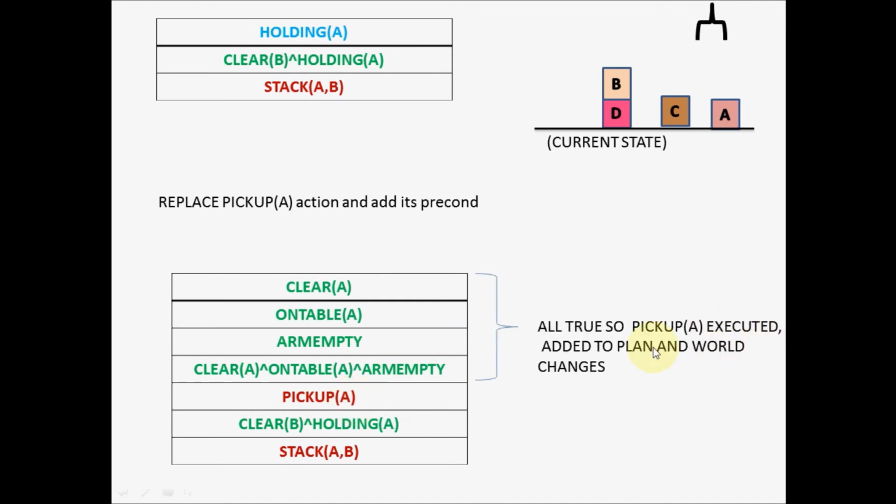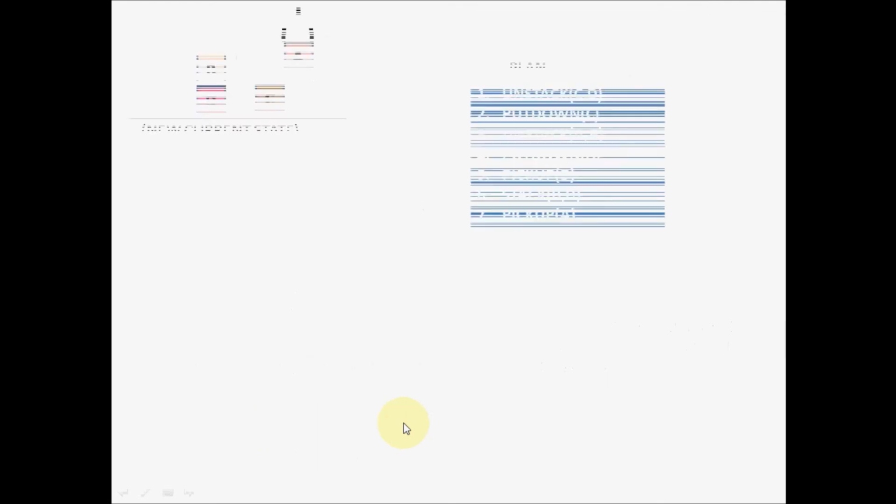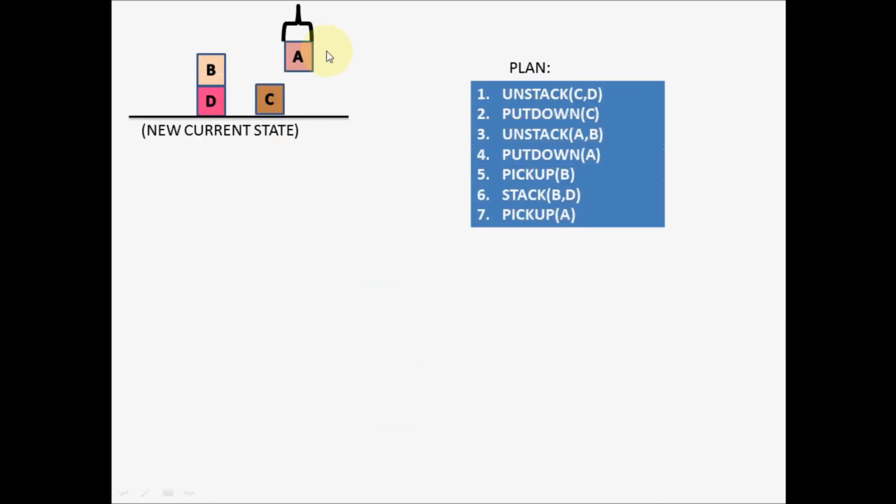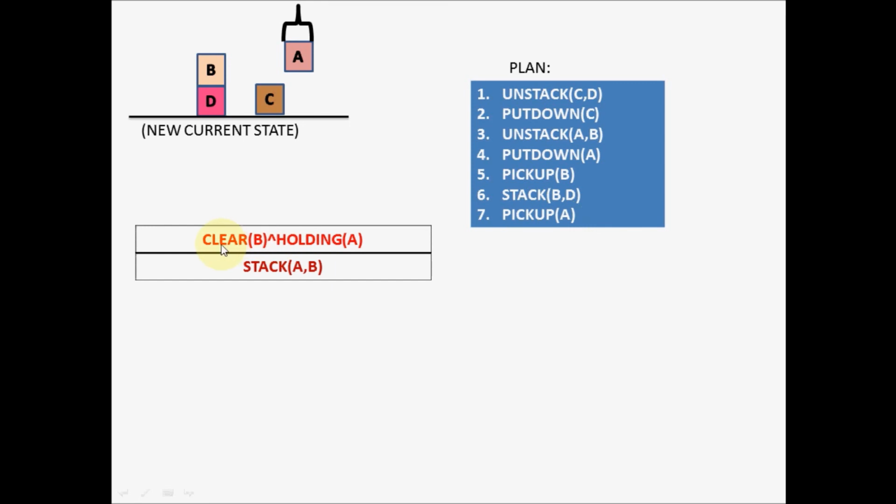Now pick up action execution means two things will happen. One, the pick up action will be executed and the current world will change, and that pick up action will be added to the plan. After doing these two things, pick up can be removed from the stack to reveal the next topmost element, that is clear B and holding A. So the pick up action is executed, and the current world changes. A is now picked up by the robotic arm, and pick up A is also added as the seventh step in the plan. Okay. Now the topmost element of the stack is clear B and holding A.